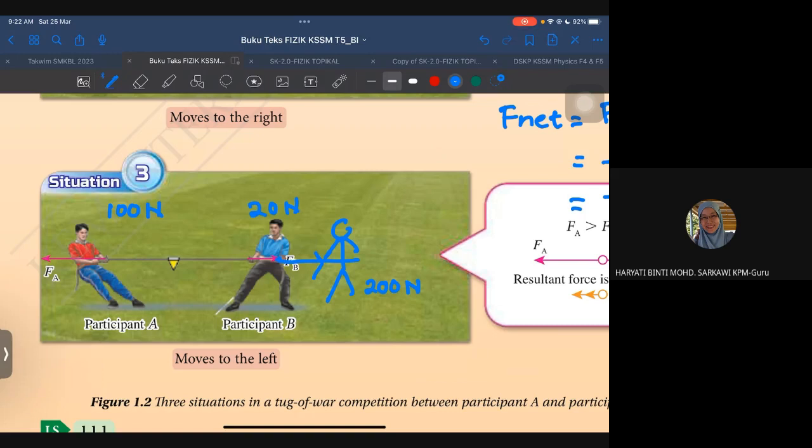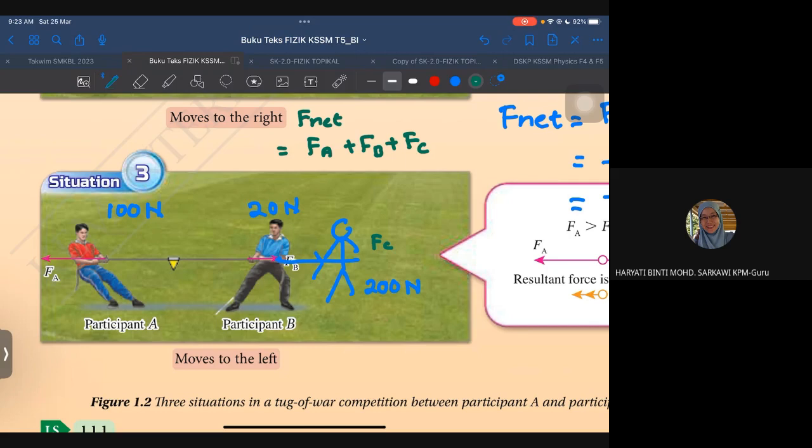So what is the resultant force in this case? What will be the total resultant force? 120 newton. Which direction? The flag to the right. Okay. So when we calculate for this case, F net means the resultant force. I name this as C, so FC. It will be FA plus FB plus FC.